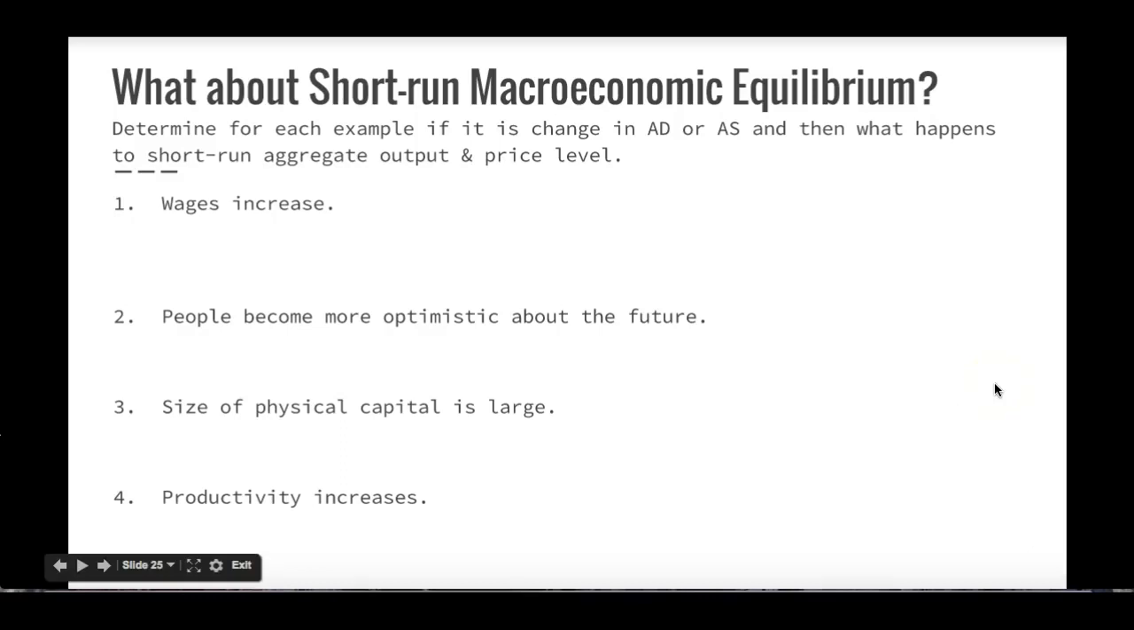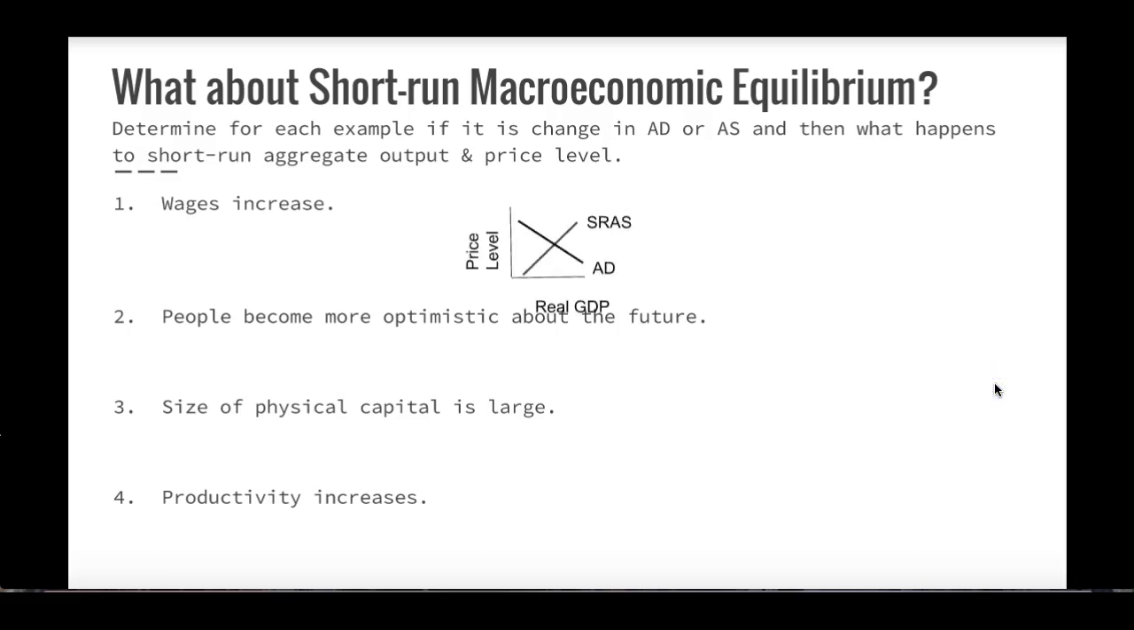All right, this video is going to be about Module 19, having to do with equilibrium. And so we're going to start with short-run macroeconomic equilibrium. So in class, I had everybody write these 4 sentences down, and then you had to figure out if it was a change in aggregate demand or short-run aggregate supply. Then you do need to graph it.